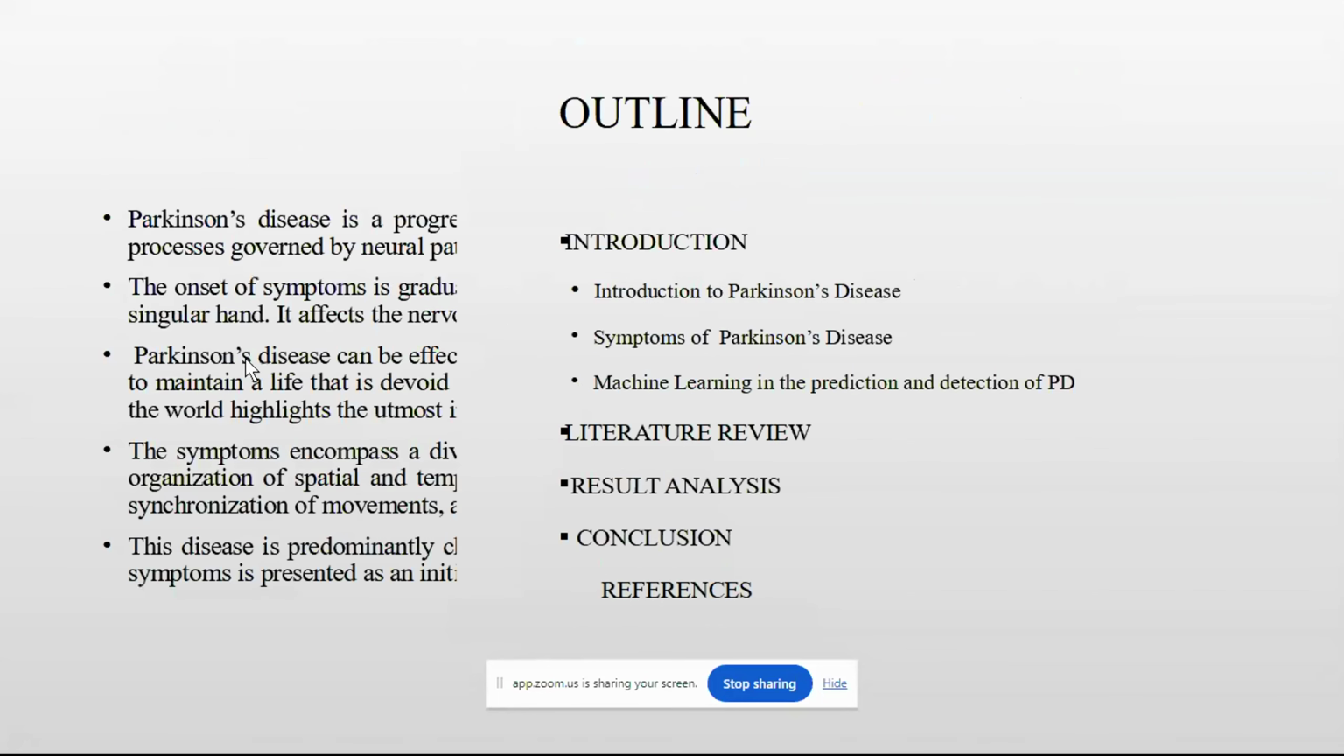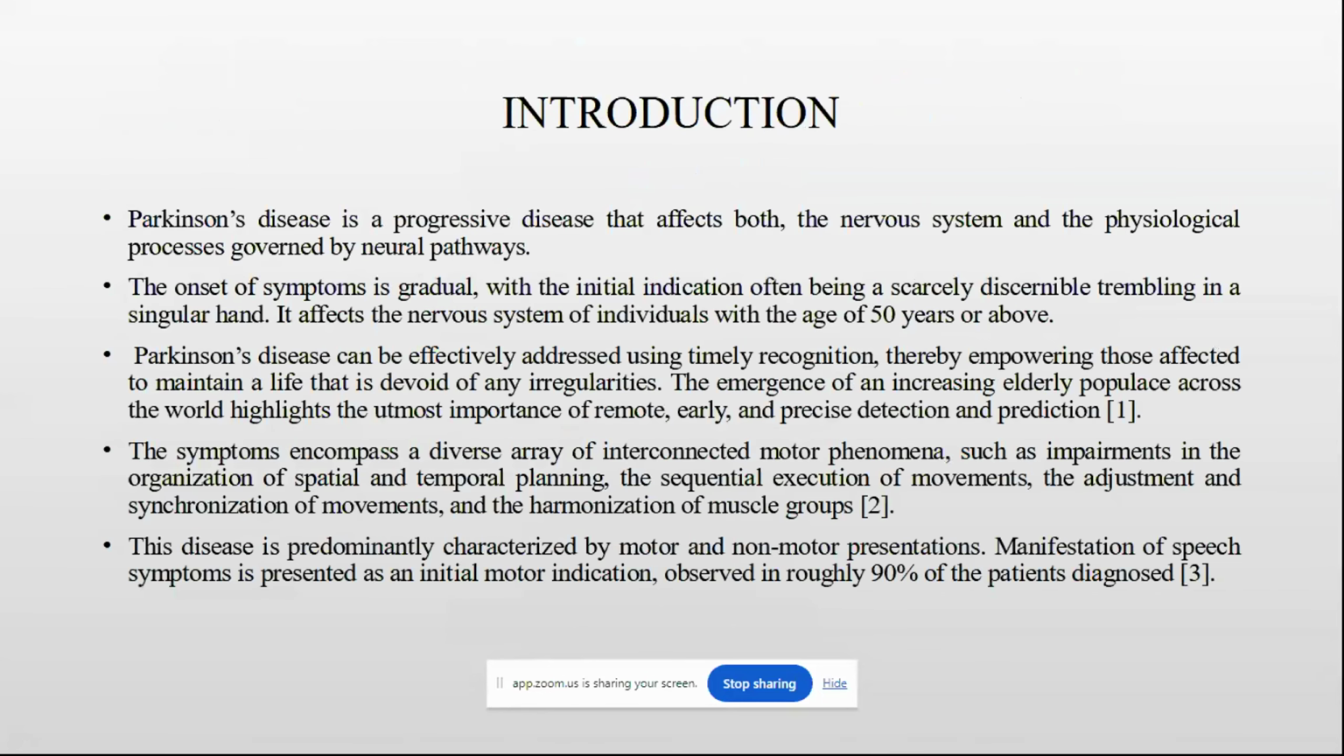As the introduction, Parkinson disease is a progressive disease that affects the nervous system and the psychological process governed by neural pathways. The onset of symptoms is gradual, with the initial indication often being a scarcely discernible trembling in a single hand. It affects the nervous system of individuals with the age of 50 years or above. Parkinson disease can be effectively addressed using timely recognition, thereby empowering those affected to maintain a life that is devoid of any irregularities.